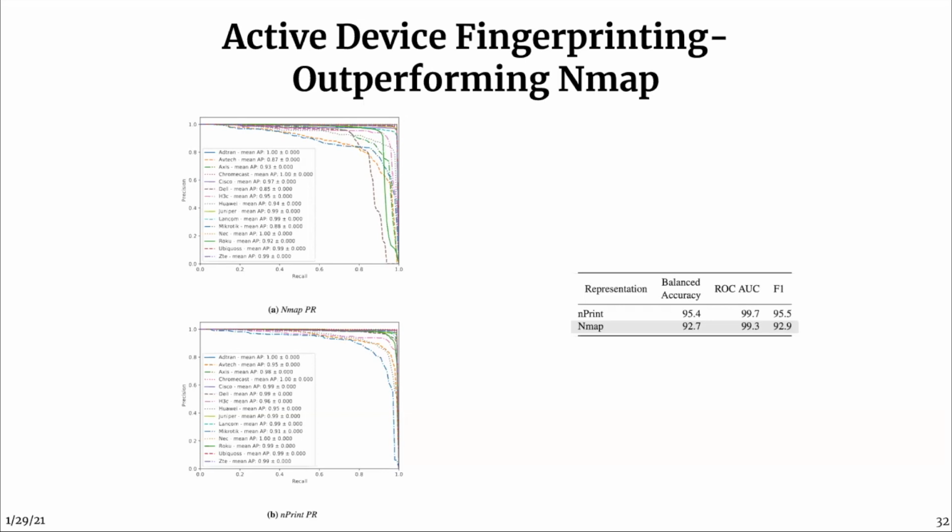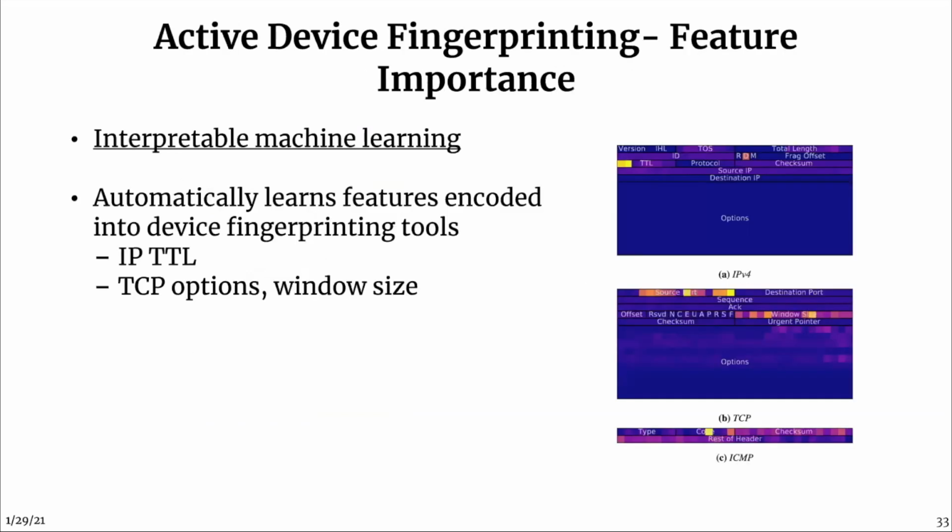So what does this mean? At a high level, what we're seeing is that models can actually automatically extract important features from packets without actual human guidance and outperform features that have been developed by human guidance for a long time.